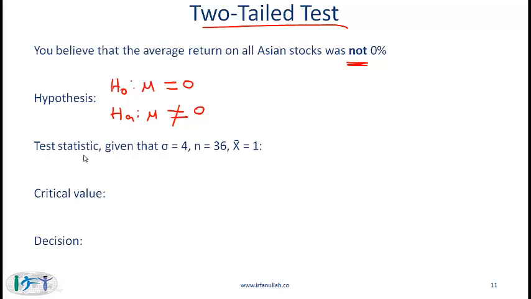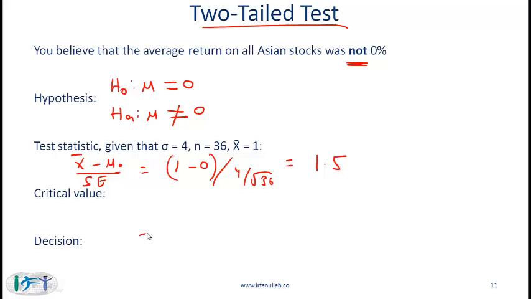In terms of the test statistic, we are given this data where sigma is 4 as before, n is 36, but x bar is equal to 1. The formula is the same. It's x bar minus mu naught divided by standard error. In this particular case, mu naught is 0. So we have x bar, which is 1, minus 0 divided by the standard error, which is still 4 divided by square root of 36. So our answer is 1.5. That is our test statistic.